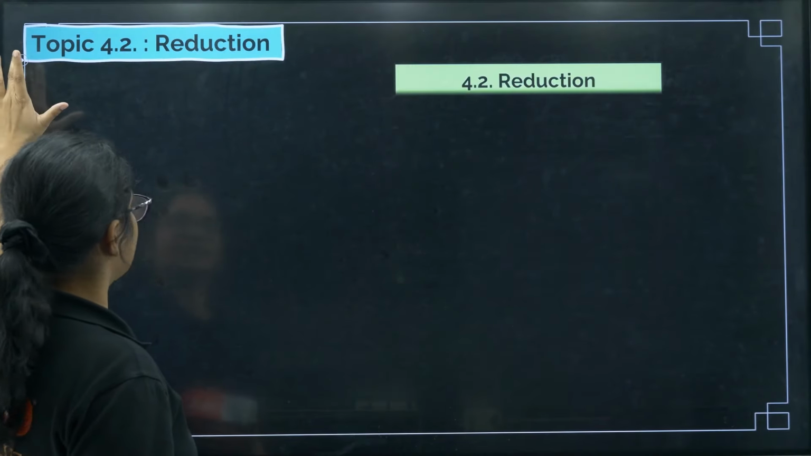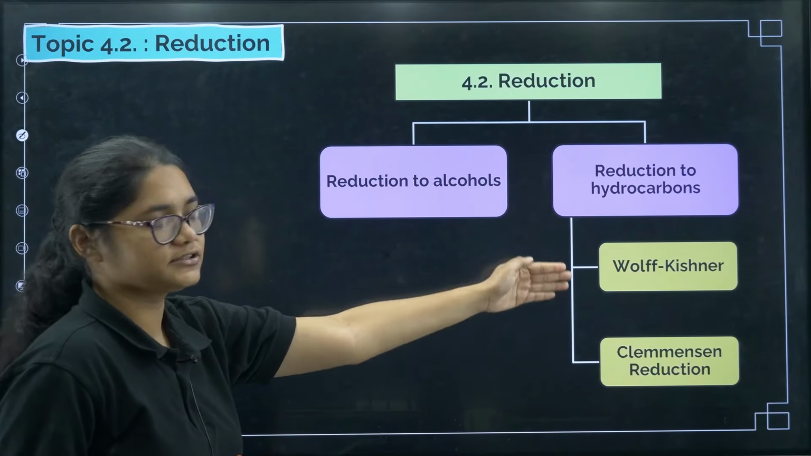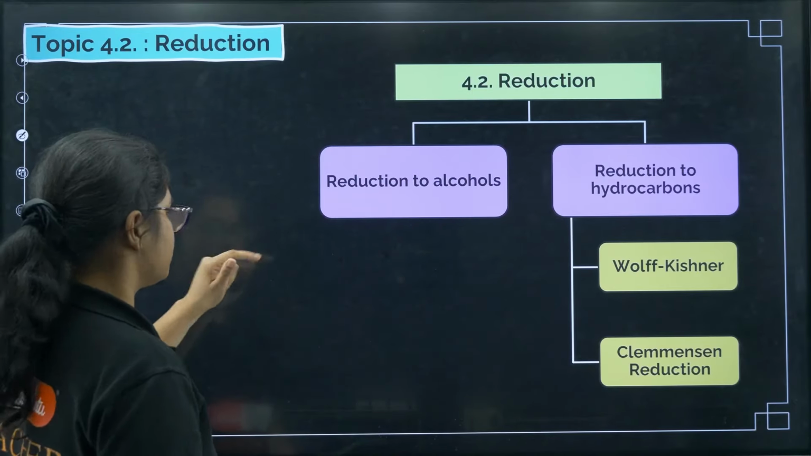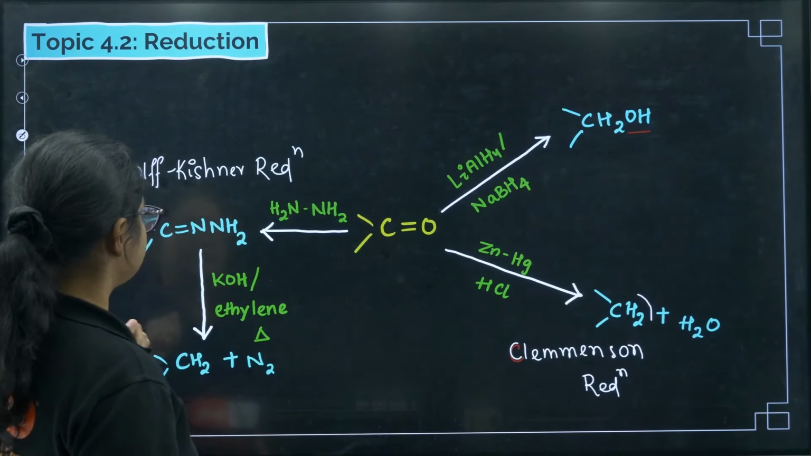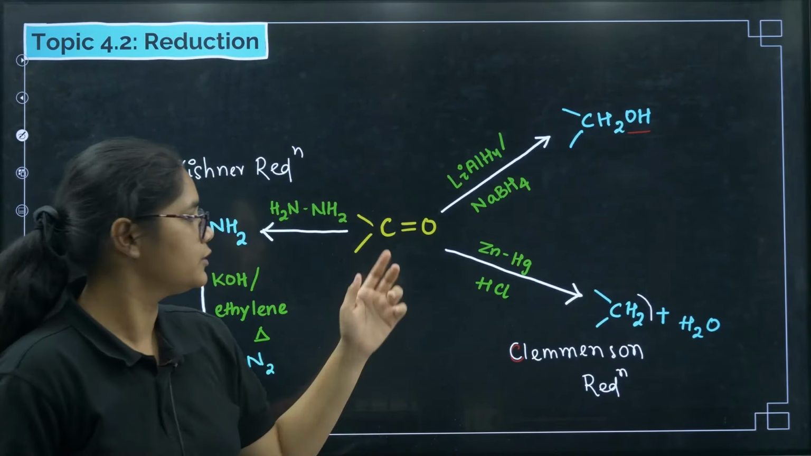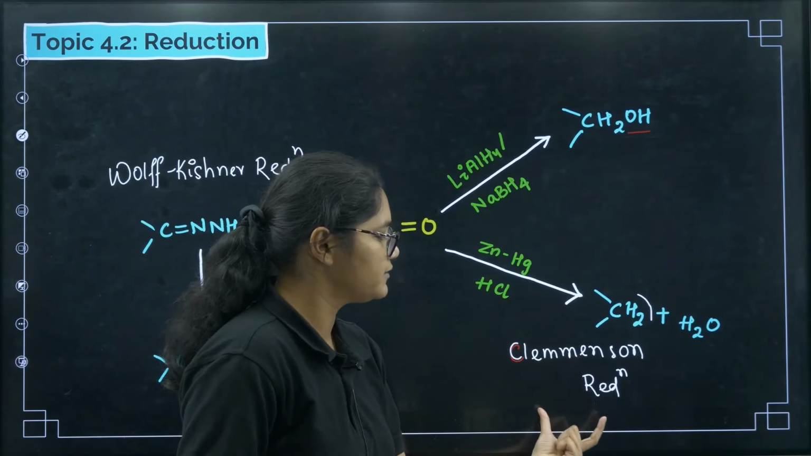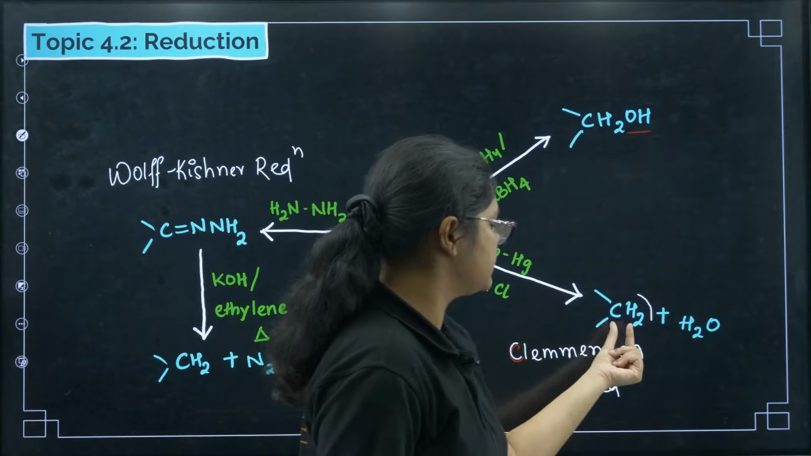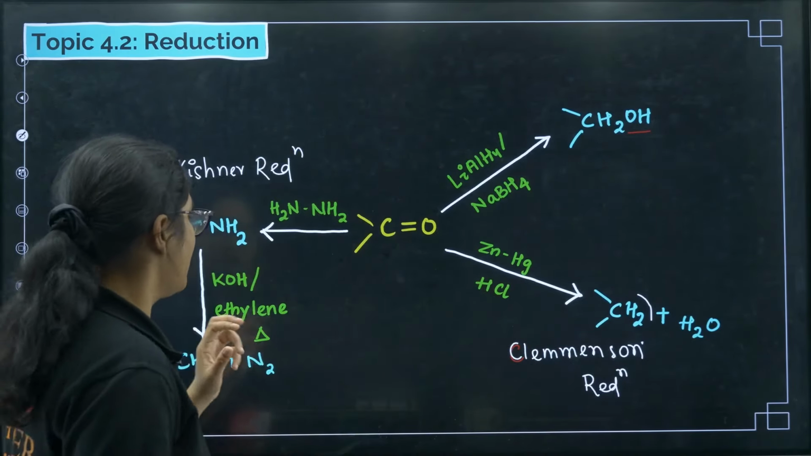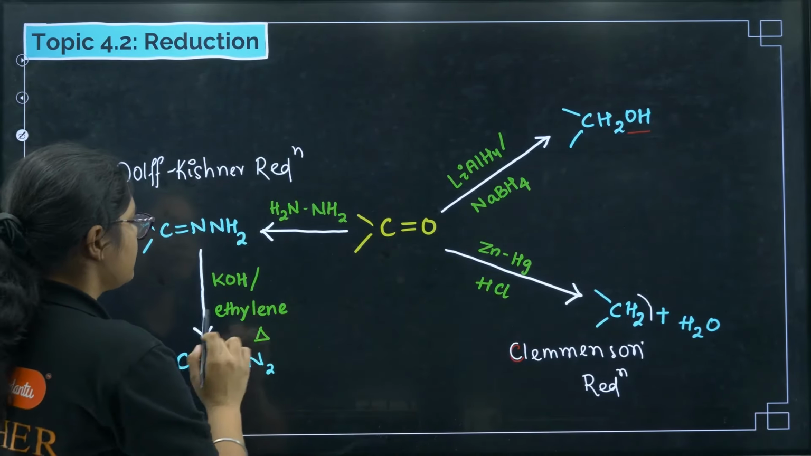Next we have reduction reactions. Under reduction there are 2 types: one is reduction to alcohols, another is reduction to hydrocarbons. Under that we have 2 reactions, Wolff-Kishner and Clemmensen reduction. Now reduction to alcohols: we have this CO group, you can treat it with LiAlH4 or NaBH4, you will get CH2OH. Now to reduce to hydrocarbons, we have Clemmensen reduction. You can see here the O is replaced with a CH2 group. The Clemmensen reagent is Zn-Hg/HCl, and for Wolff-Kishner the reagent is NH2NH2 in ethylene glycol.